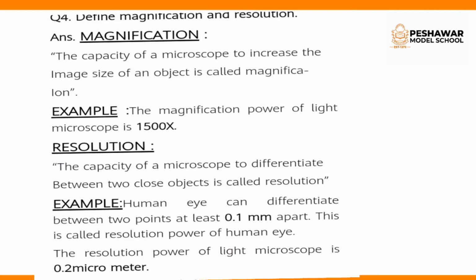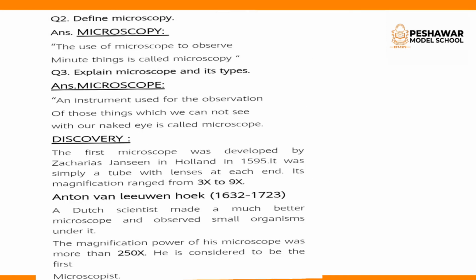On the basis of cells, there are two types of organisms on the earth: the unicellular organisms, which are made up of one cell, and the multicellular organisms, which are made up of many cells. Now, microscopy. The use of a microscope to observe minute things is called microscopy.